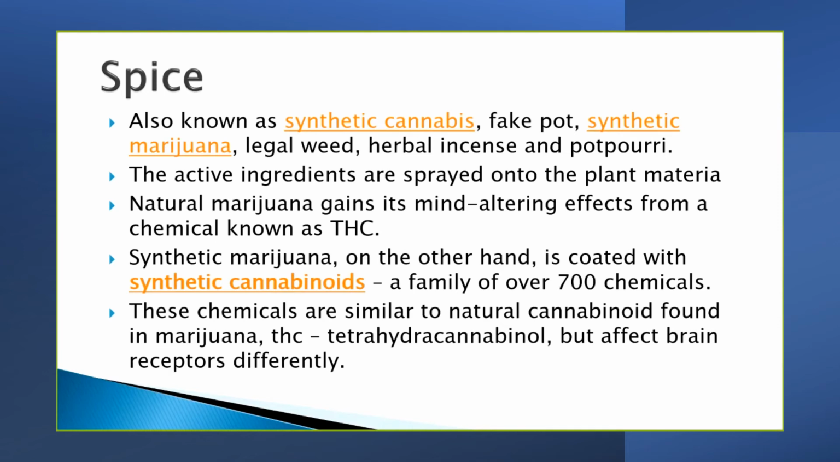700, which explains why it was so hard, and it is still so hard, to test for spice in a urine screen. Because you would have a panel as big as the room trying to figure out what somebody had taken. These chemicals are similar to natural cannabinoids found in marijuana, THC, but affect brain receptors differently. So it's important to remember that it's chemically similar, but it doesn't activate the same brain receptors. So people who have smoked pot in the past and are expecting a similar experience when they smoke spice are generally very disappointed.